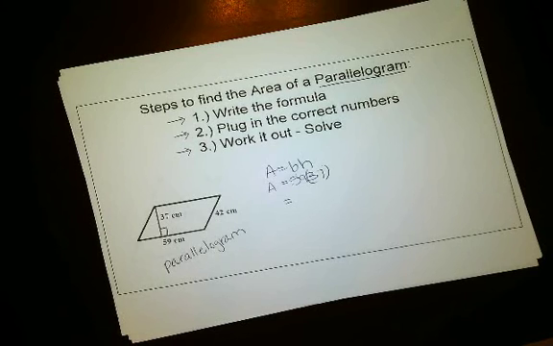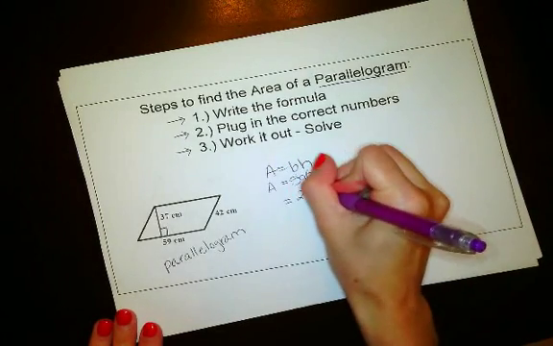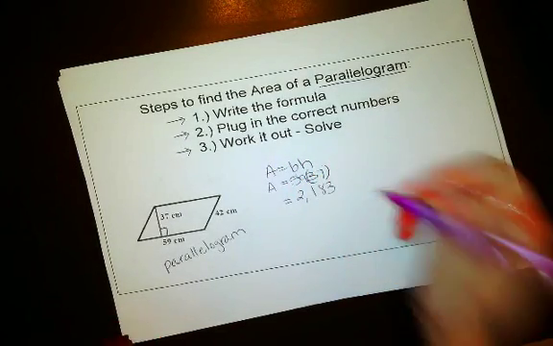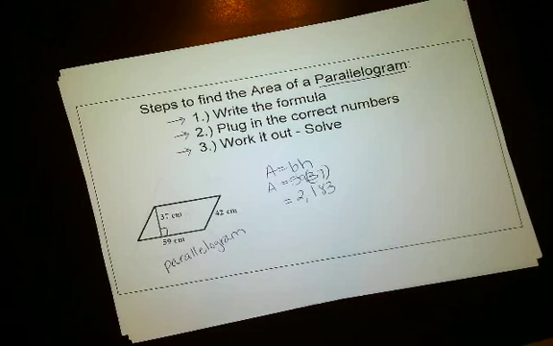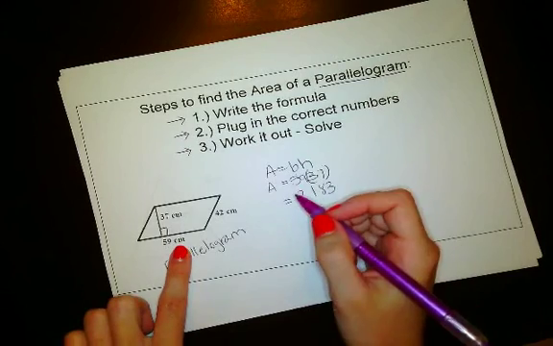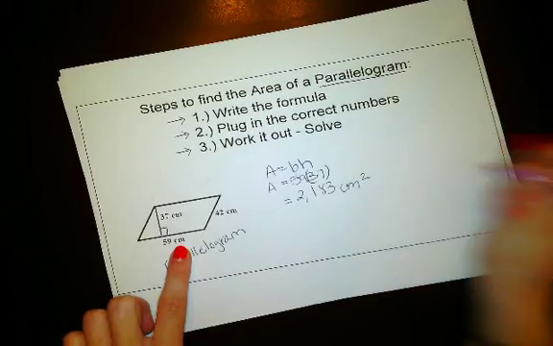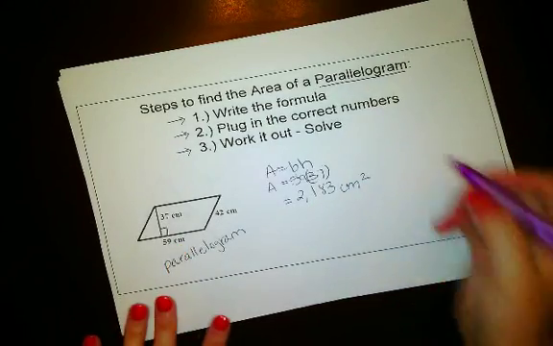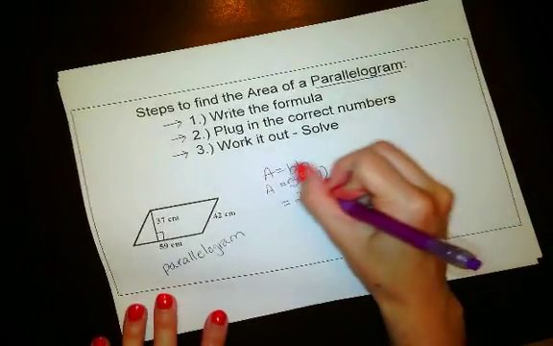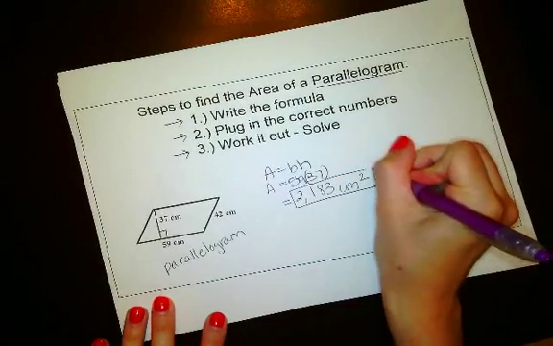Alright, Heather, what'd you get? 2,183. Excellent. Now let's add something to your answer. So because we're dealing with area, we're going to put our label on it, which is centimeters, and we're going to say squared, because when we're dealing with area, we want to label everything as squared units.